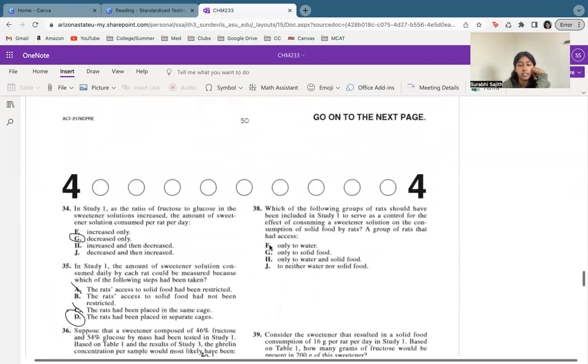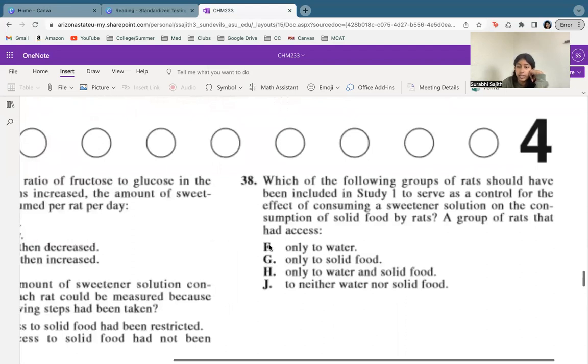All right, now let's move on to number 38. Which of the following groups of rats should have been included in study 1 to serve as a control for the effect of consuming a sweetener solution on the consumption of solid food by rats? So what is a control? A control basically means a group that is not being impacted by the independent variable, which in this case is our sweetener solution, to see what the base outcome on the dependent variable would be. So in this case, our independent variable is the sweetener solution, and the dependent variable is solid food, right?